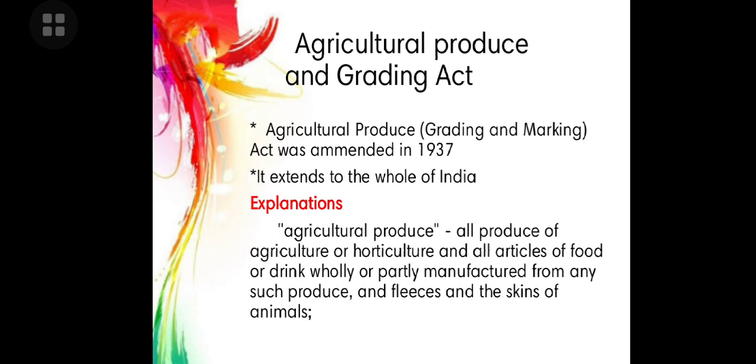First, what is the Agricultural Produce and Grading Act? The Agricultural Produce Act was amended in the year 1937. It extends to the whole of India. Explanation for various terms. Agricultural produce: all produce of agriculture or horticulture and all articles of food or drink come under agricultural produce.